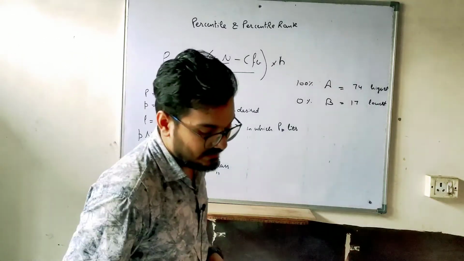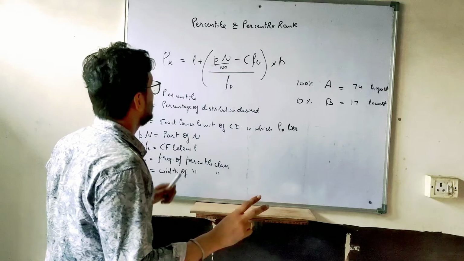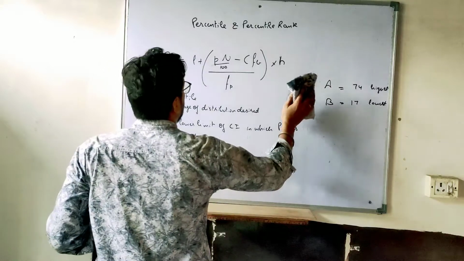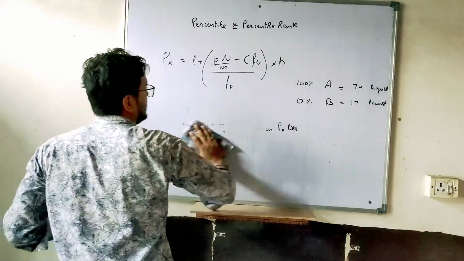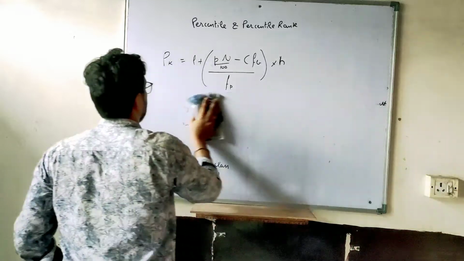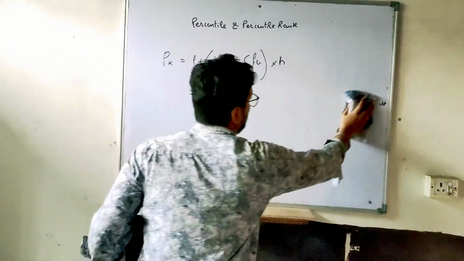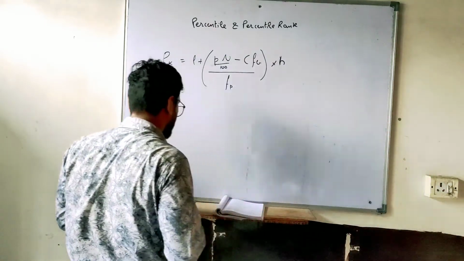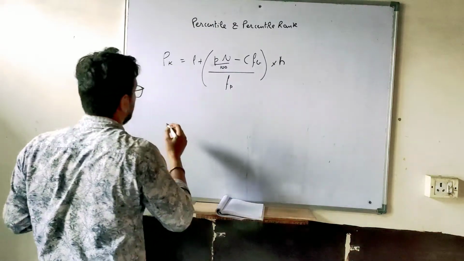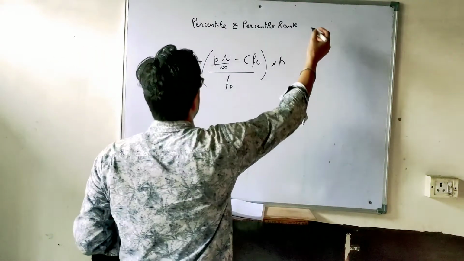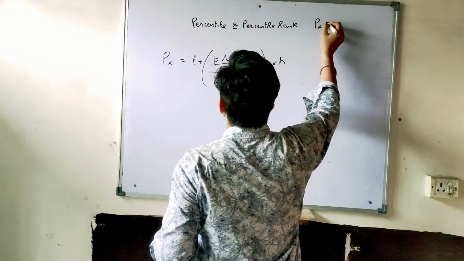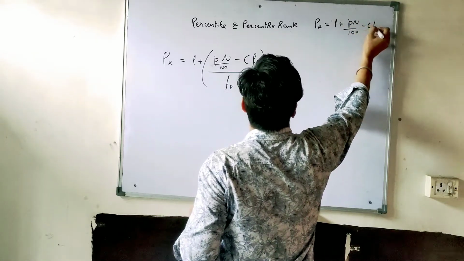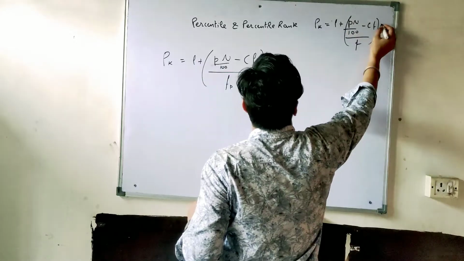Okay, let's start with the question. There are two things we will discuss: first percentile, and second percentile rank. I am leaving this formula here so that we can easily use it. A question is given in the textbook, question number 8. We have to find P30 and P60 for the following data. Pk is equal to L plus (Pn upon 100 minus Cf) upon F, multiplied by H.